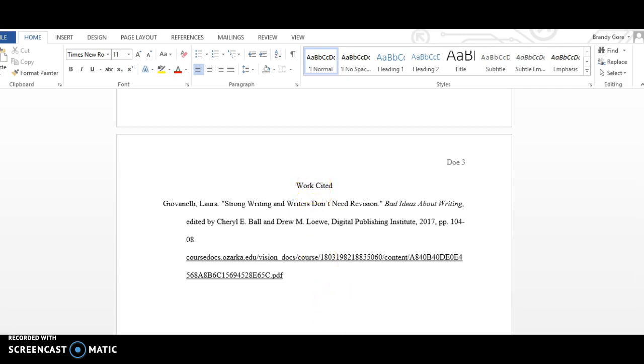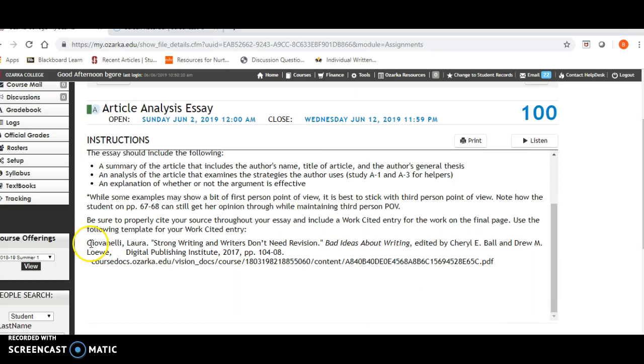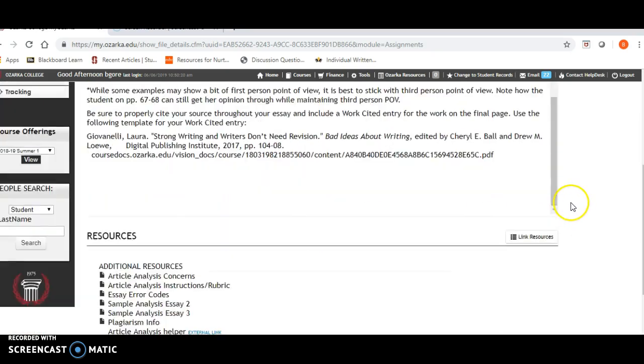Okay? So speaking of the works cited entry, I give you all a template. You will change the author, the article title, and then the page numbers, and that's it. So there's no reason why you shouldn't get this works cited entry correct.